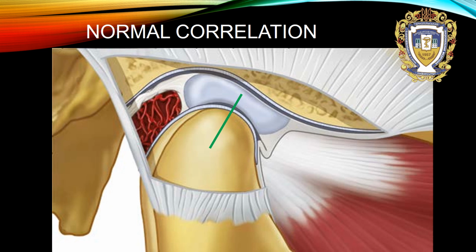Here is shown the normal correlation between different elements of the TMJ. The condylar disc must be placed anterior superiorly from the top of the condyle, not vertically, but in an anterior superior direction.